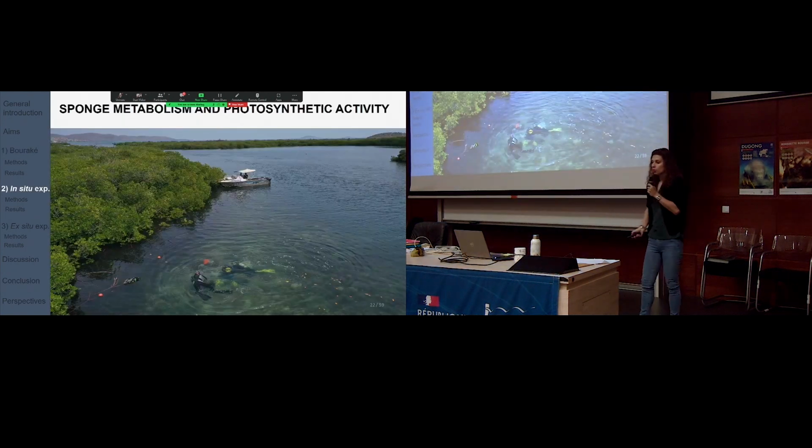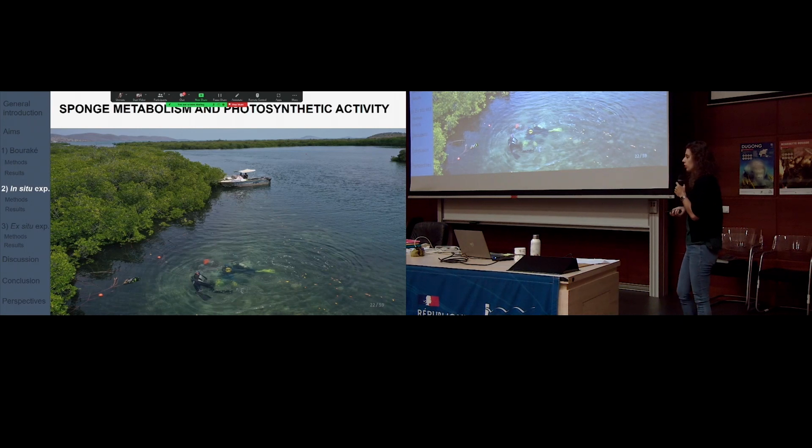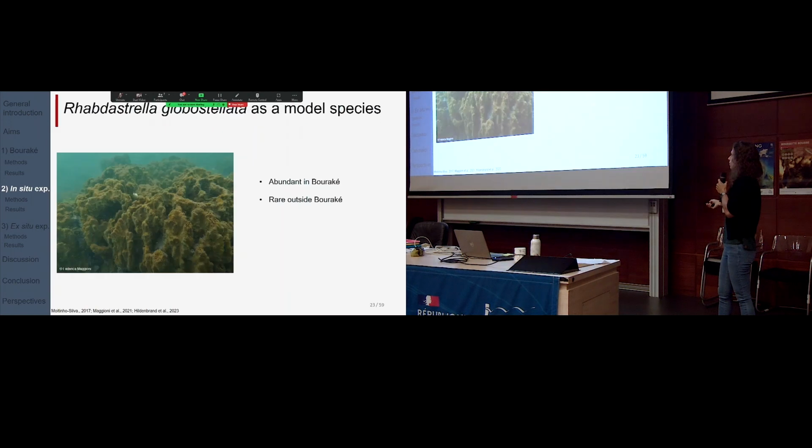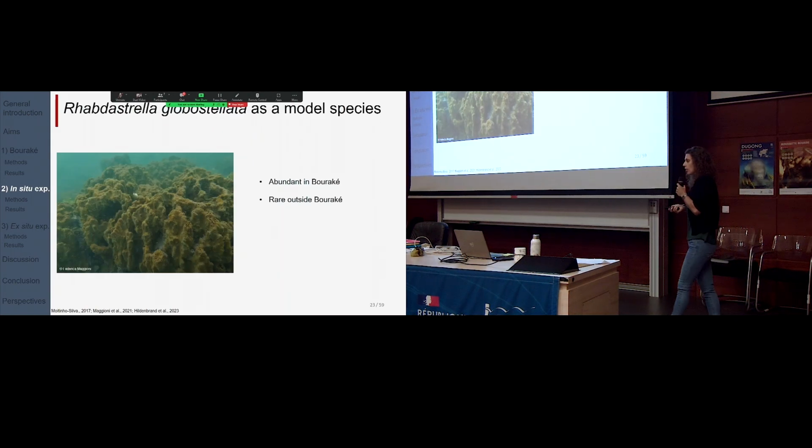Then, this site was perfect for me to study the effect of extreme environmental conditions on sponge metabolism. For that, I used the sponge Rhabdastrella globostellata, the most abundant sponge in Bourraquet. This is interesting because this sponge is very rare to find outside Bourraquet and around New Caledonia, so I only found the control site at the end of 2021.